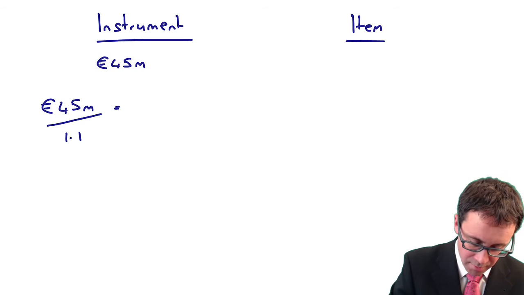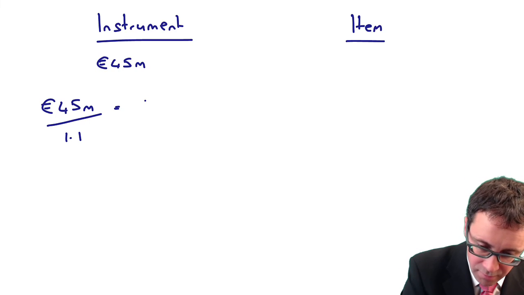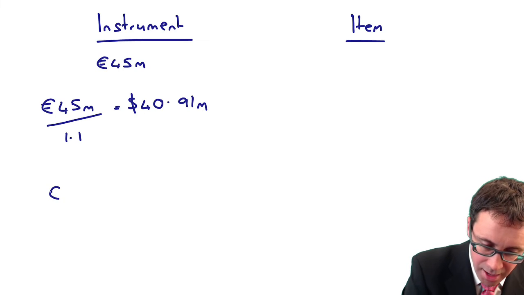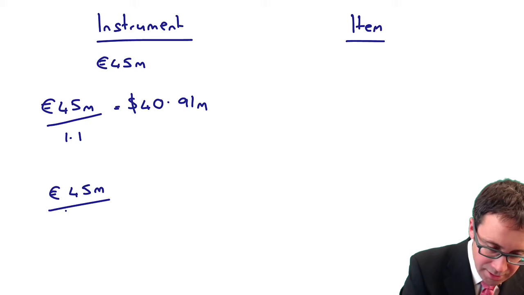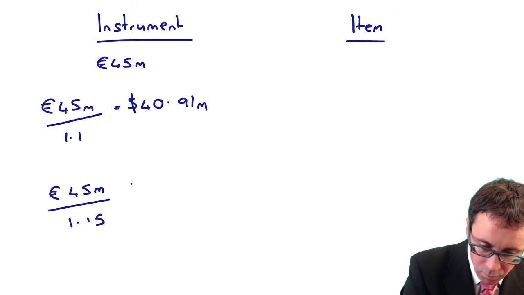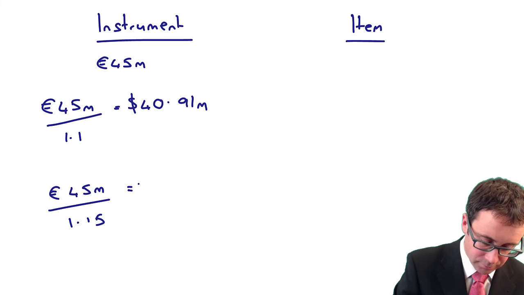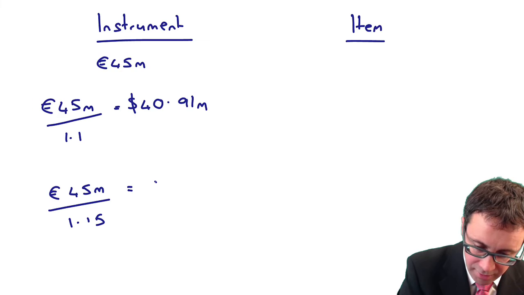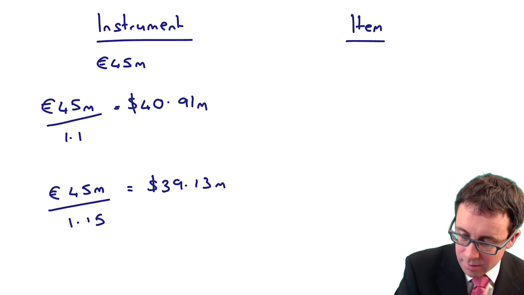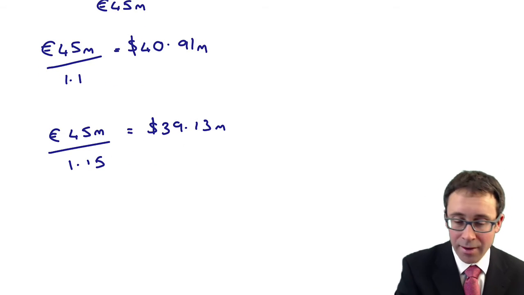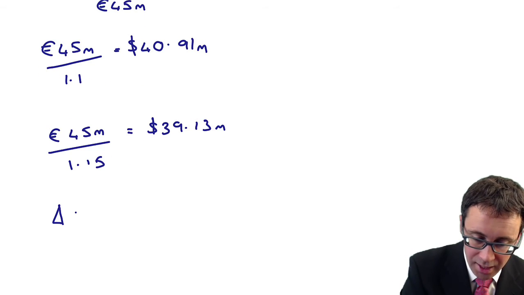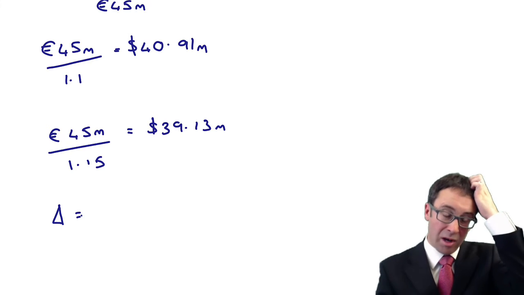So 45 divided by 1.1 gives me there $40.91 million, and then at the end of the year, at the reporting date, it had moved to 1.15. Does that give me there, is it 39.13 million? You don't actually need to think about whether it's a gain or a loss. You can if you want. You've got a reduction in the value of the loan.